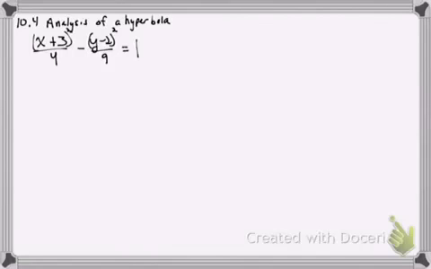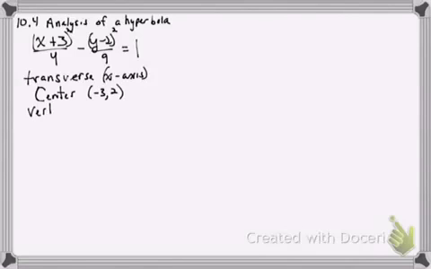So this one has an x plus 3 squared coming first, so that means the transverse axis will be the x-axis. And it also tells you what the center is going to be, just looking at that, so you know the center will be at (-3, 2). So a good place to start. And then next we'll look at the vertex.